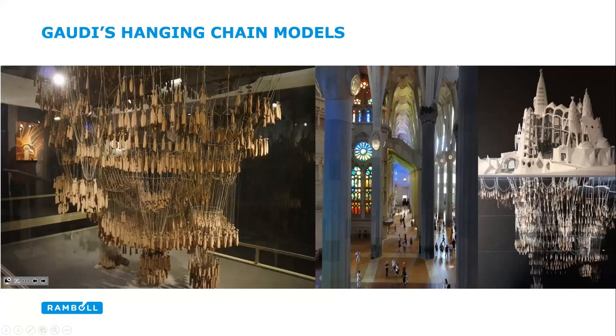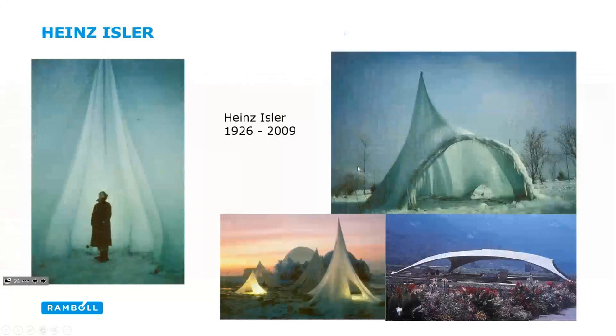So he was one of the first people to do this, but there are certainly others that got in on the act before the dawn of computers. So Heinz Isler, he's very famous for these ice sculptures. He would take a sheet, hang it up outside, spray it with water, wait for it to freeze. And then it would naturally adopt these forms where when you remove the supports, it could stand just based on this very, very thin sheet of ice that had formed on it.